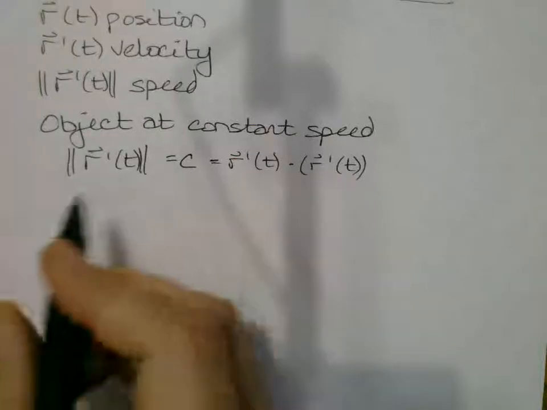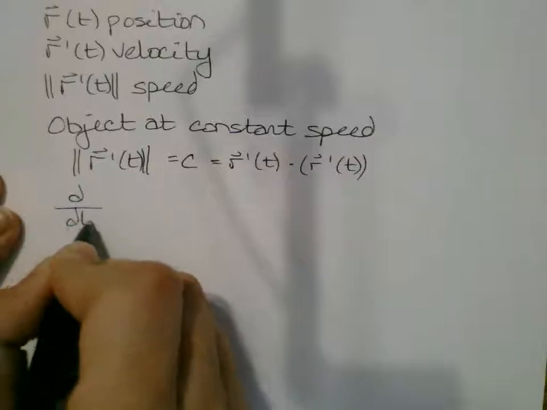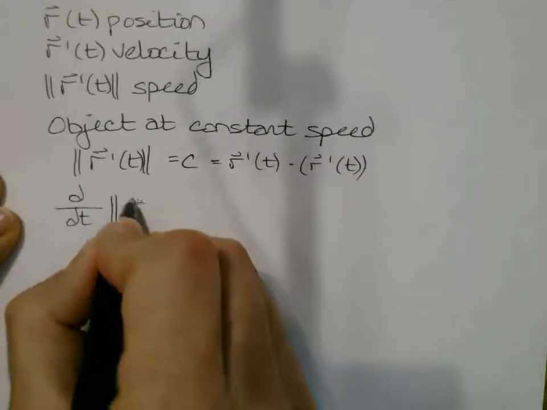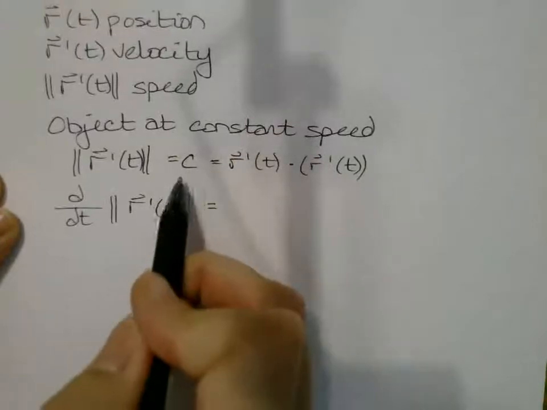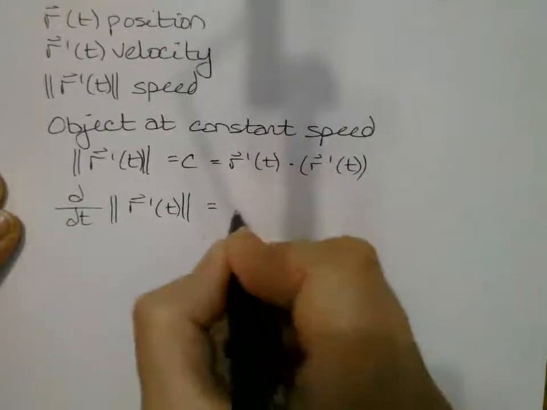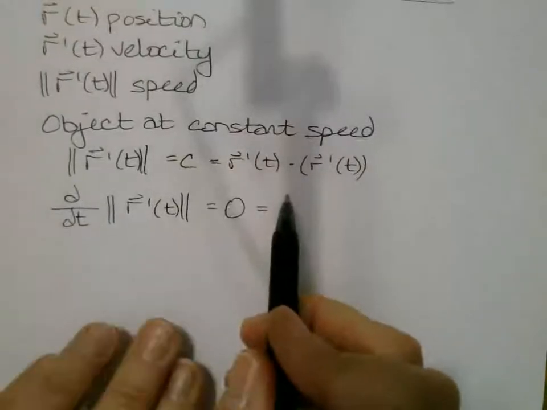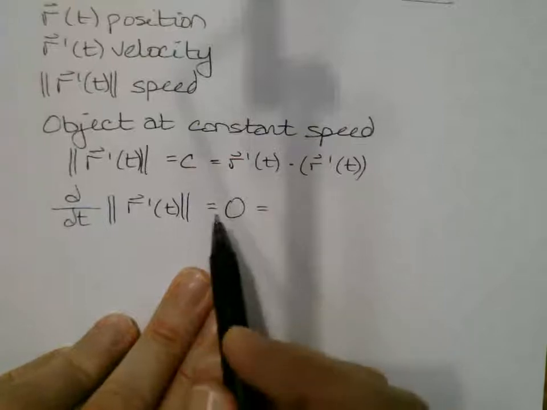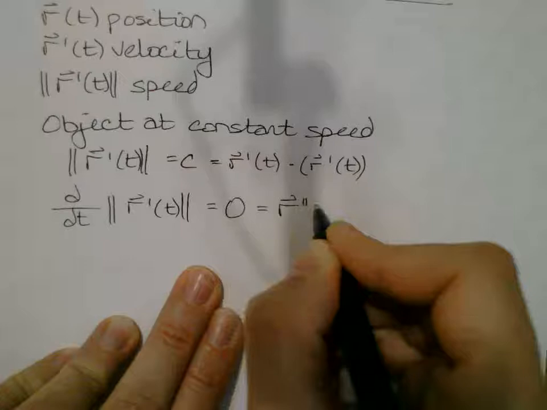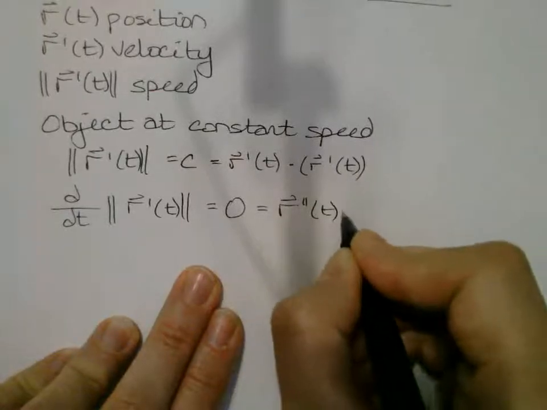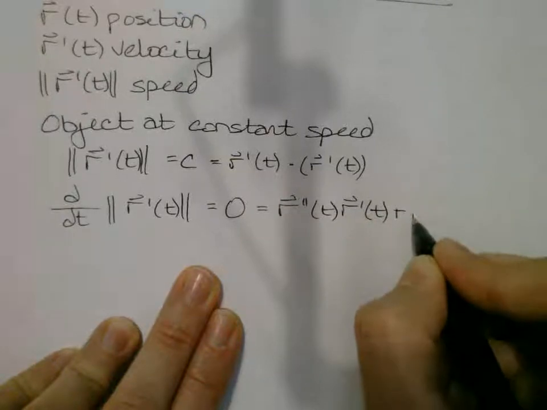So the derivative of the speed is, well, the derivative of a constant is 0. And here I have a dot product of the velocity. Well, I'm going to need the product rule for that. So I have r double prime times r prime, and then the other way around.